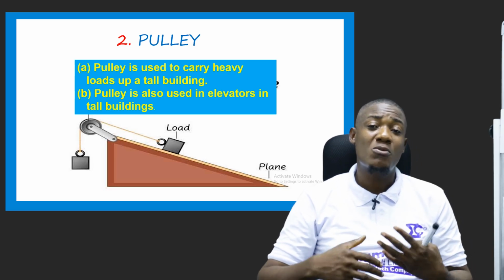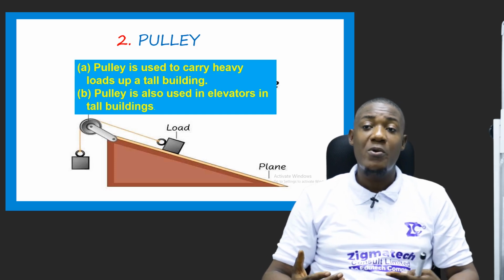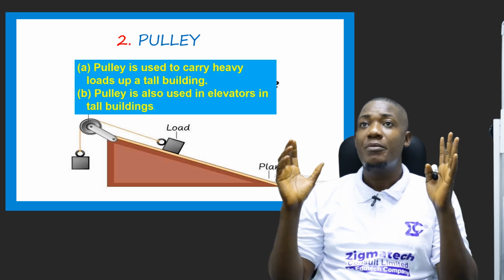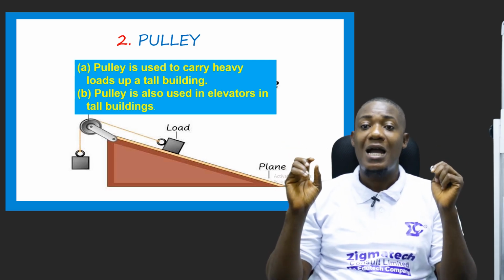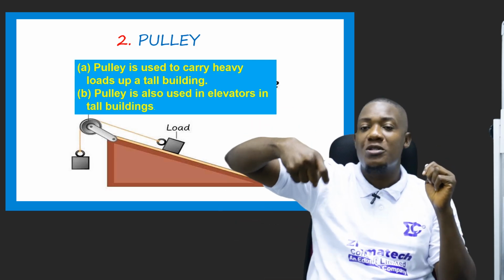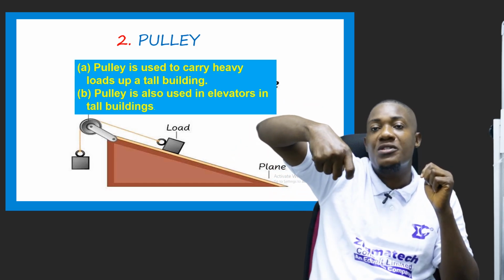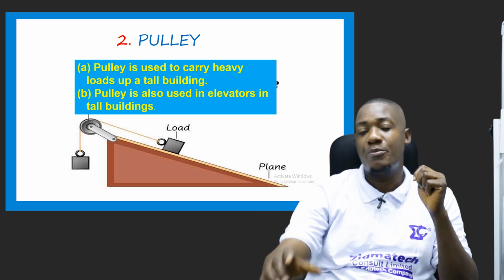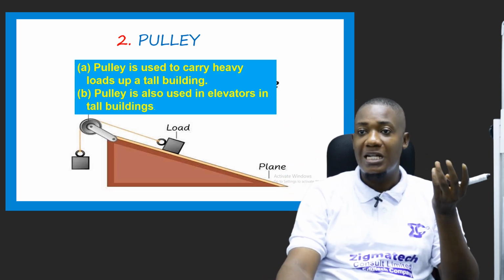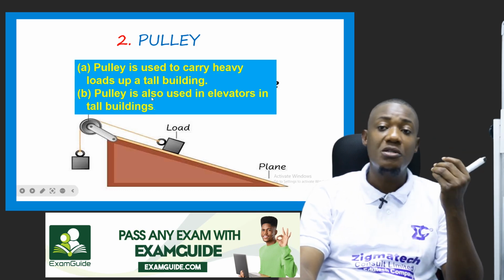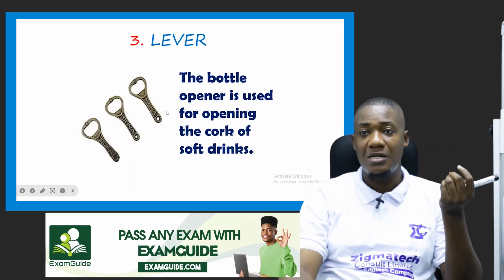If you have seen some construction sites, maybe where they are constructing a skyscraper, there's usually that machine that has a hook. I know you must have seen it. That machine that has a hook that they use to lift slabs and heavy load, that is a pulley. So a pulley can be used even in elevators of a building. Pulleys are used in that area.